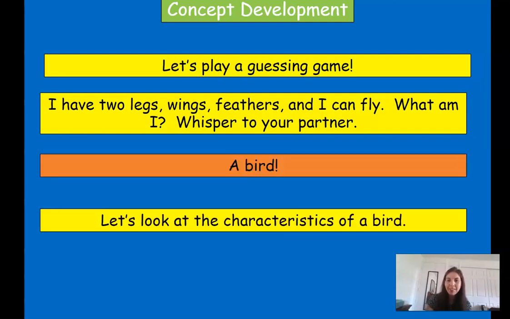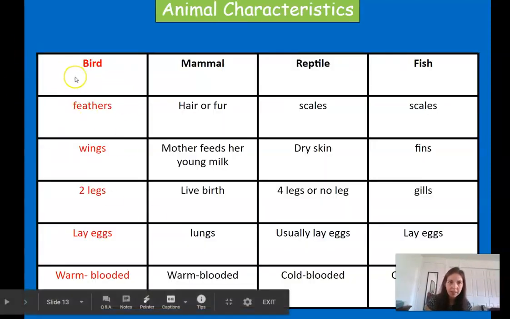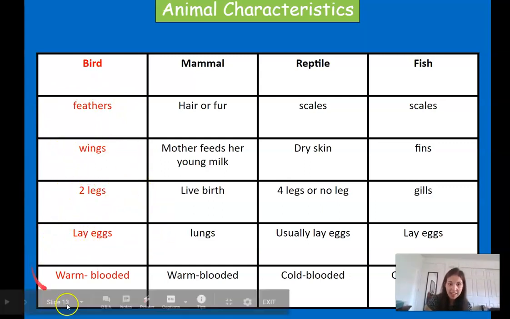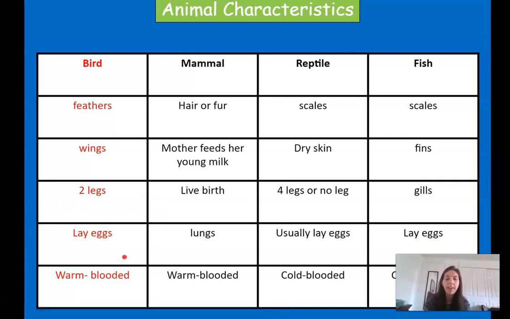I'm a bird. We're going to look at some characteristics of a bird. So look just at this part that's red right here. And we've got birds have feathers, wings, 2 legs, they lay eggs, and they are warm-blooded. Those are all characteristics of a bird.